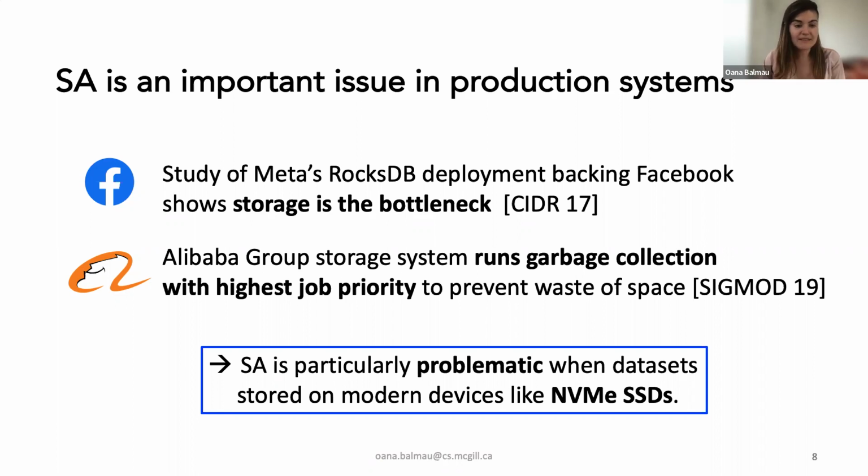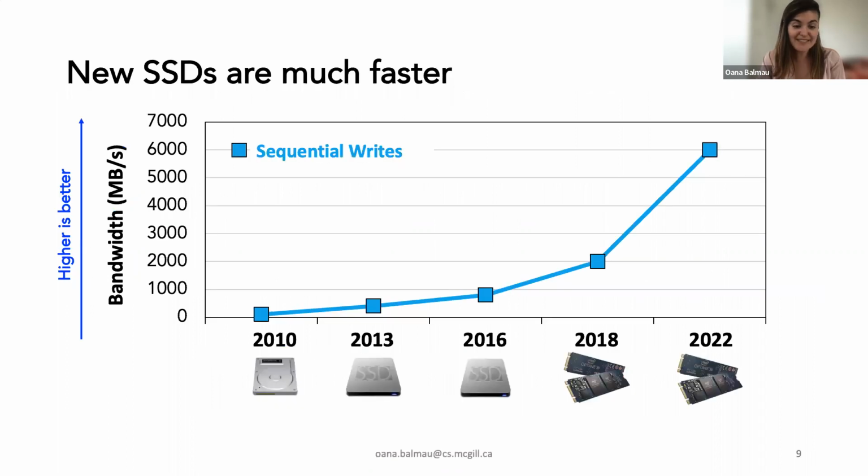Another example is from Alibaba. In a recent SIGMOD paper, they claim that garbage collection tasks are run with the highest priority in order to prevent waste of space. And this is especially pressing when the datasets are stored on newer devices like NVMe SSDs. So why is this more pressing? Simply because these SSDs are much faster than SSDs from, say, 10 years ago.